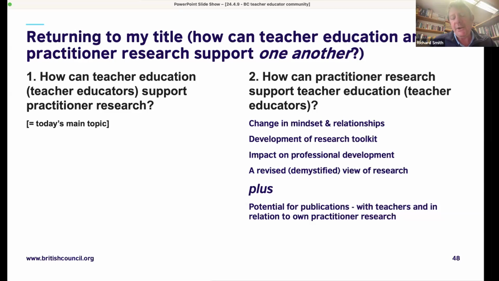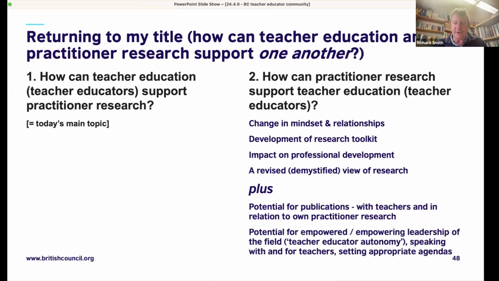And in relation to your own practitioner research, I think there is a lot of potential here for more teacher educator research. Okay, we talk about teacher research. Let's say teacher educator research, which I would define as practitioner research by teacher educators about your practice, where you're researching your own practice.